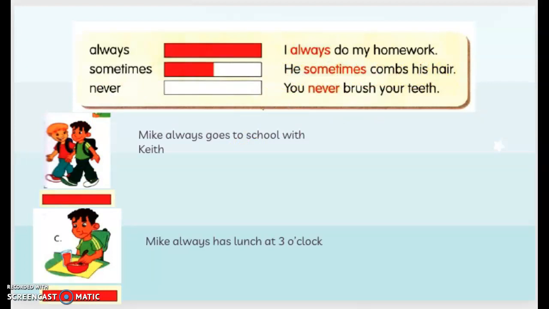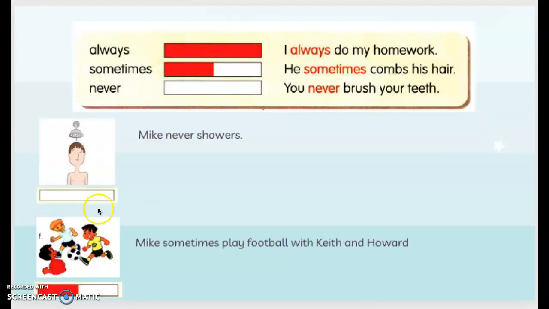And then this one is all always. You see the red box? It is all always. So Mike always goes to school with Keith. Mike always has lunch at 3 o'clock. Now look at this one. So this is the empty white box. So it will be Mike never showers. So if it's empty without any red color, that means he never does that. And then this one, it is half filled with red ink. So Mike sometimes plays football with Keith and Howard.